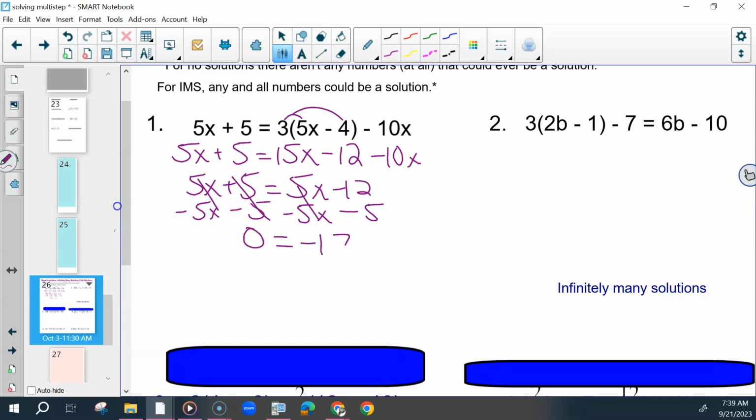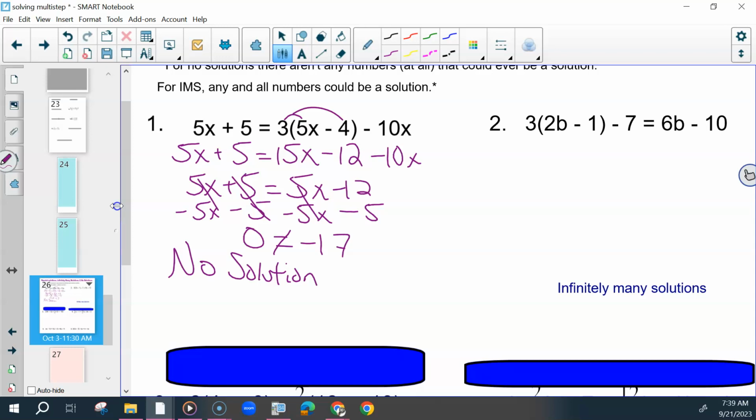equals negative 17. This is how you know you have a special case, because your variables have canceled and you get something that looks like this. Now, does 0 equal negative 17? Is that a true statement? No. So because that's not a true statement, this is no solution. Anytime your variables cancel and you're left with two numbers that don't equal each other, it is no solution.